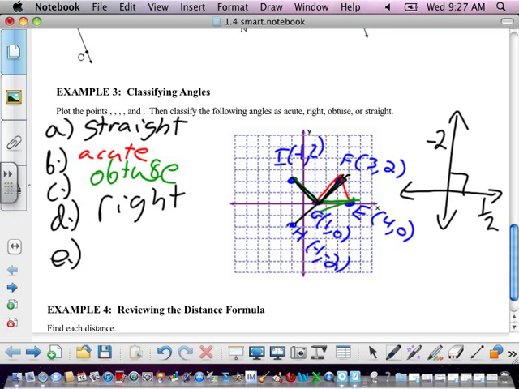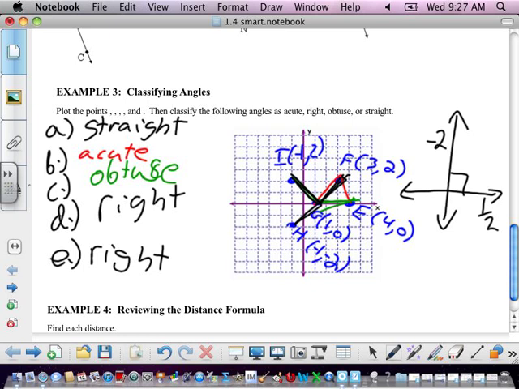Oh, okay, last one. HGI. I'm guessing that's right as well. To figure it out again, we'd have to find the slopes. Okay, I'm going to let you guys do E and F on your own. And we'll go over that tomorrow.